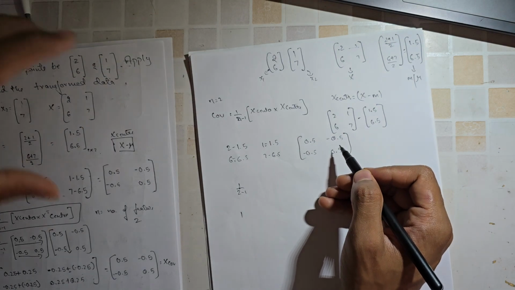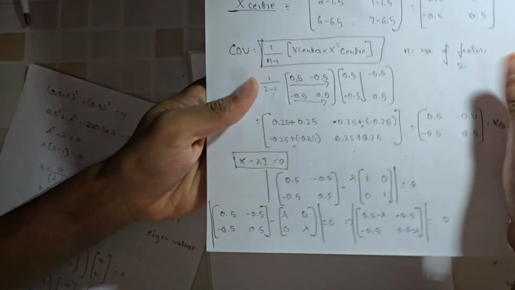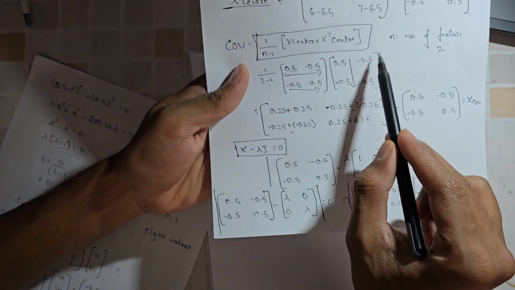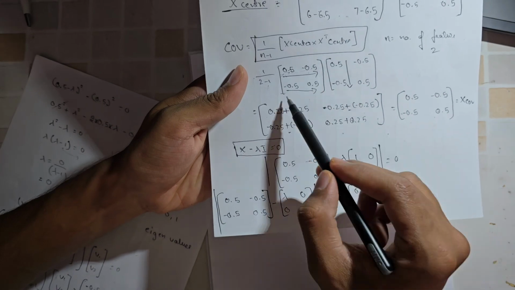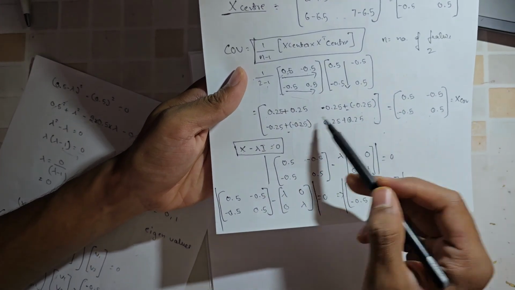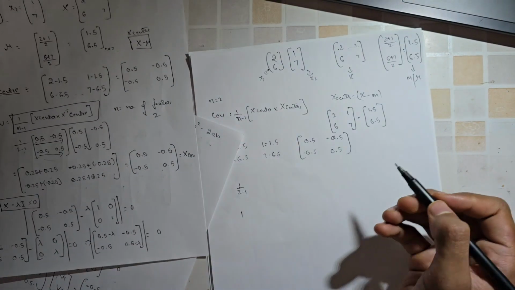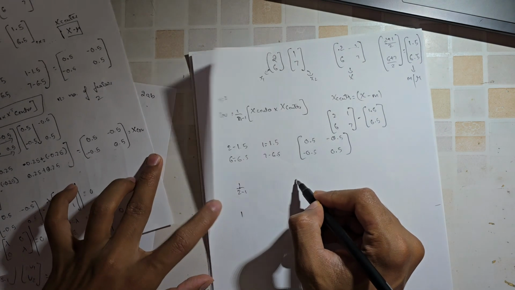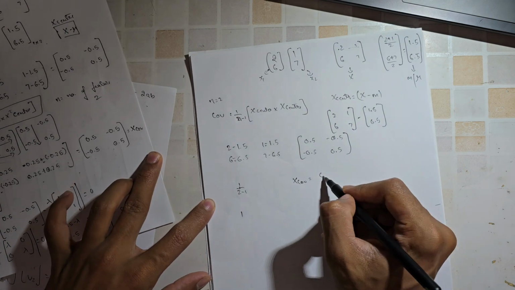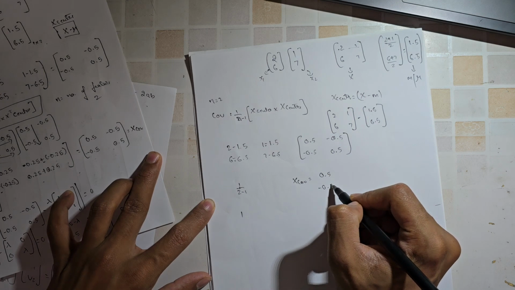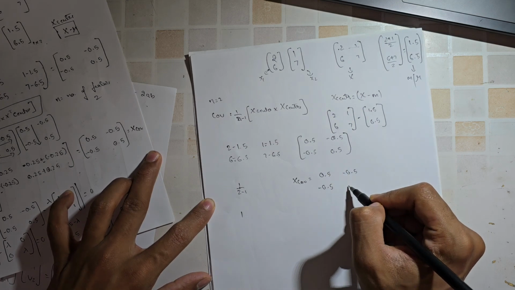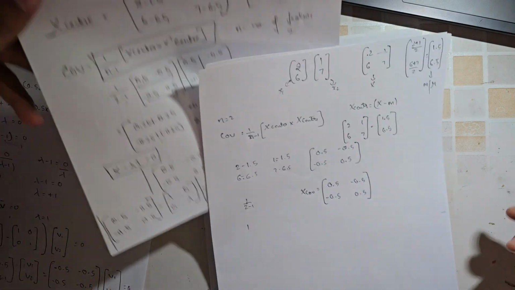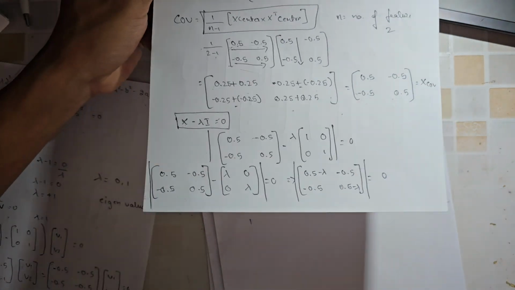If you multiply that 2 times, see here I have written over here, you will get this row with this column, this row with this column, then second row first column, second row second column. You will get these values. At the end what you will get? You will get the same thing itself. X cov is equal to 0.5, minus 0.5, minus 0.5, 0.5. Okay, the calculation part is here, which you can just pause and check out.